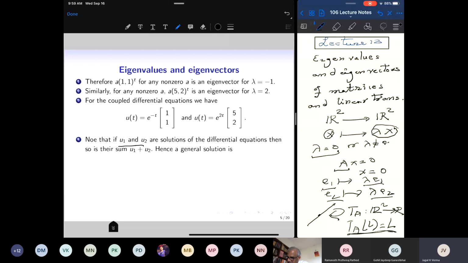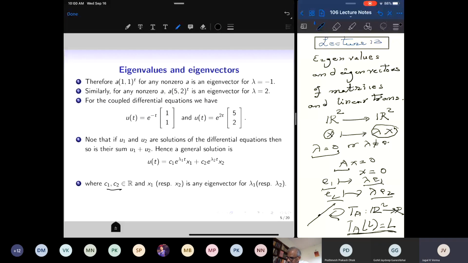u1 and u2 are solutions of the differential equations. Then their sum is also a solution, and you can take scalar multiples of u1 and u2; they will also be solutions. So this is one solution, I multiply by C1. This is another solution, I multiply by C2. Then this is also a solution of the same coupled system of differential equations, where lambda 1 equal to -1 and lambda 2 equal to 2, and C1 and C2 are arbitrary real numbers.